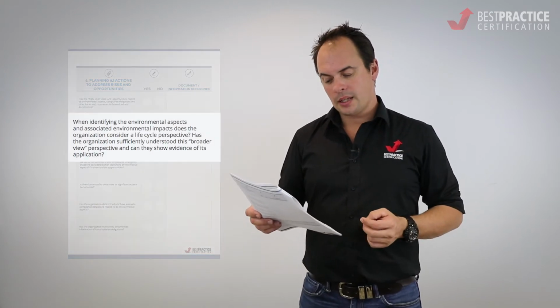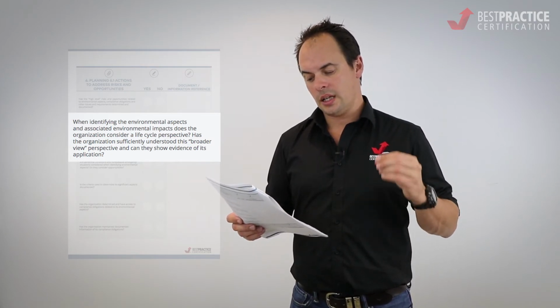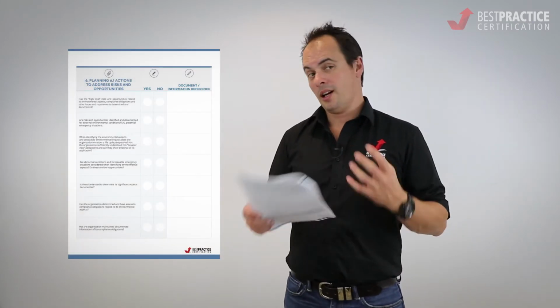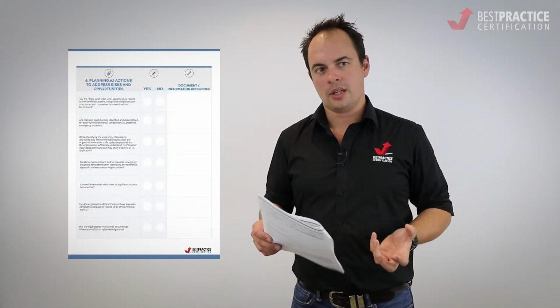When identifying the environmental aspects and associated environmental impacts, does the organisation consider a life cycle perspective? Has the organisation sufficiently understood this broader view perspective, and can they show evidence of its application? Now, here at Best Practice, from a life cycle perspective, your environmental performance is part of our environmental performance, and we start to think about the life cycle of your organisation. How can we be more influential, more effective in inspiring and supporting you to improve your environmental performance? That's the bigger play here. So with thousands and thousands of companies receiving guidance and advice from us each year, that is a big environmental opportunity for us to change how the whole business community responds to your environmental responsibilities.